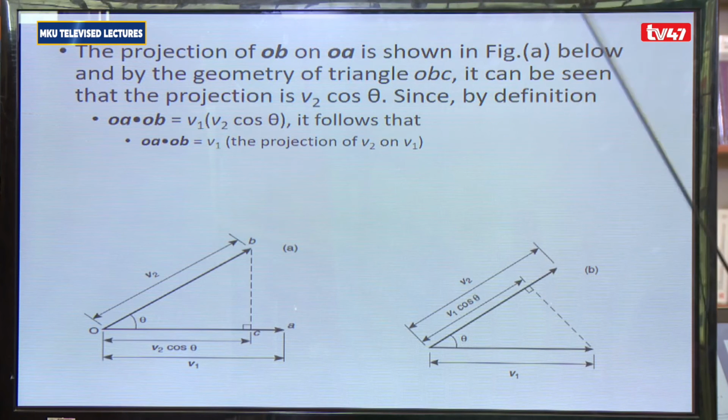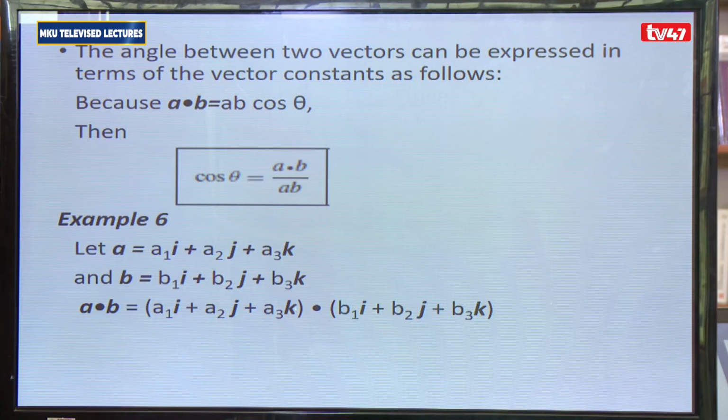The same case would happen if now you want to get the projection of OA onto OB. Again, you drop a perpendicular from where A is towards OB, and therefore the projection of OA onto OB is going to be given by V1 cos theta, and therefore the dot product will be given by V2 into bracket V1 cos theta. So that is the commutative law. The dot product follows the commutative law.